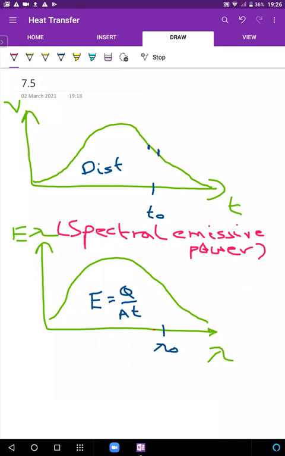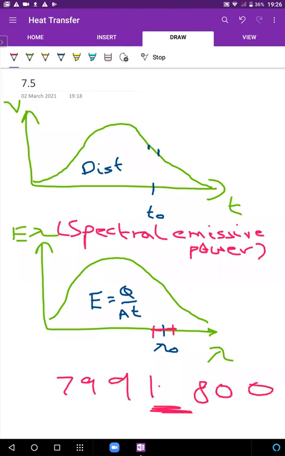Bandwidth will be the width of the band. Say, if you go from 799 nanometers to 801 nanometers, bandwidth is the width of the band. In this case, it is 1 nanometer. That interval as such can be called a wavelength band. D lambda is what we are anyway referring to. You can call it d lambda.